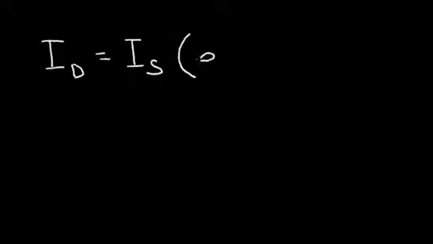If we write an equation for the current in a diode, called I sub D, it is equal to a term called the diode saturation current, which I'll call I sub S, and I'll explain this term later. This is times E raised to a power: voltage sub D, which is the voltage across the diode, divided by N V sub T, minus 1.